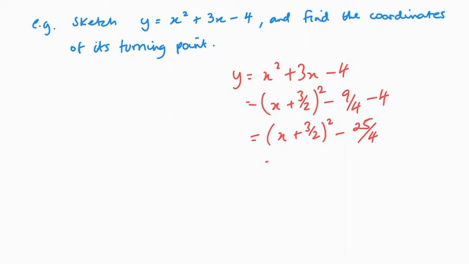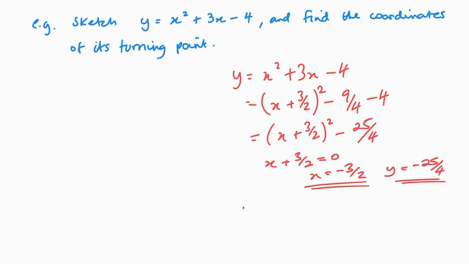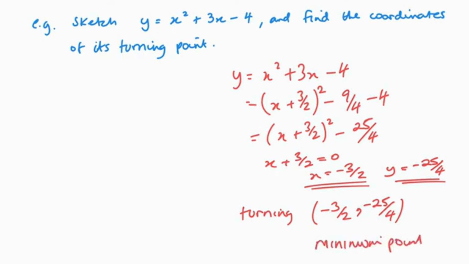So this bracket is 0, so we've got x plus 3 over 2. When this is 0, we know that x is negative 3 over 2. Okay? And when that happens, y will be this negative 25 over 4. So my turning point is minus 3 over 2, minus 25 over 4. Now, I know this is a minimum point because it is a positive x squared graph. Okay, so they always have a minimum point.